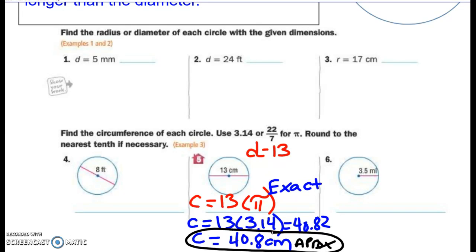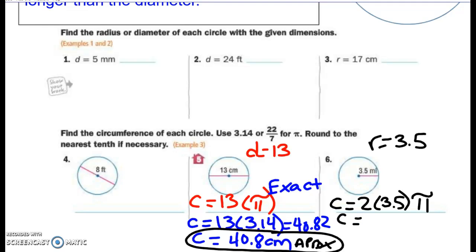Now let's try example 6. Example 6 is a little different because instead of telling me the diameter, it told me the radius. The radius is 3.5. So that means I need to double it first so that I can get the diameter and then multiply by pi. So to find the circumference, 2 times 3.5 times pi. 3.5 times 2 means that the circumference of the circle, as I'm talking about the exact answer, is 7 pi.